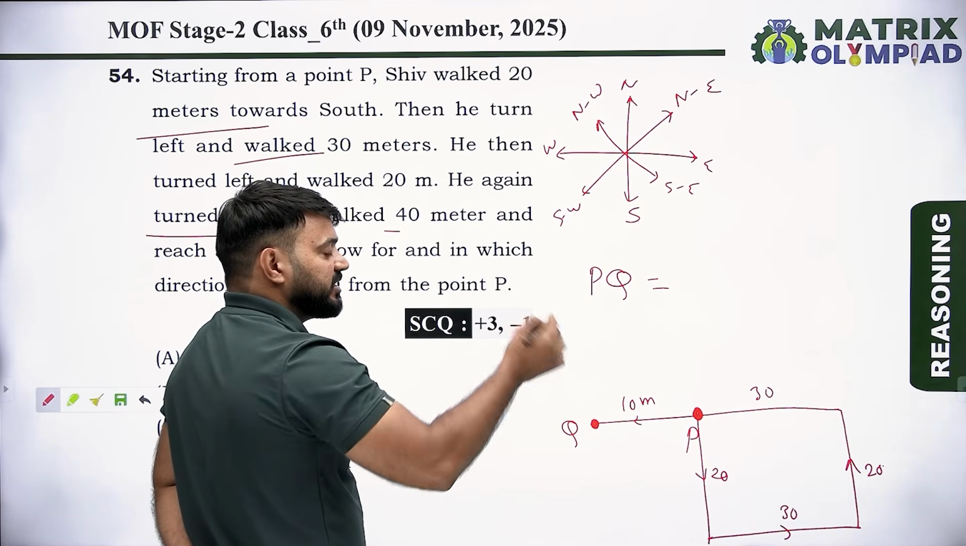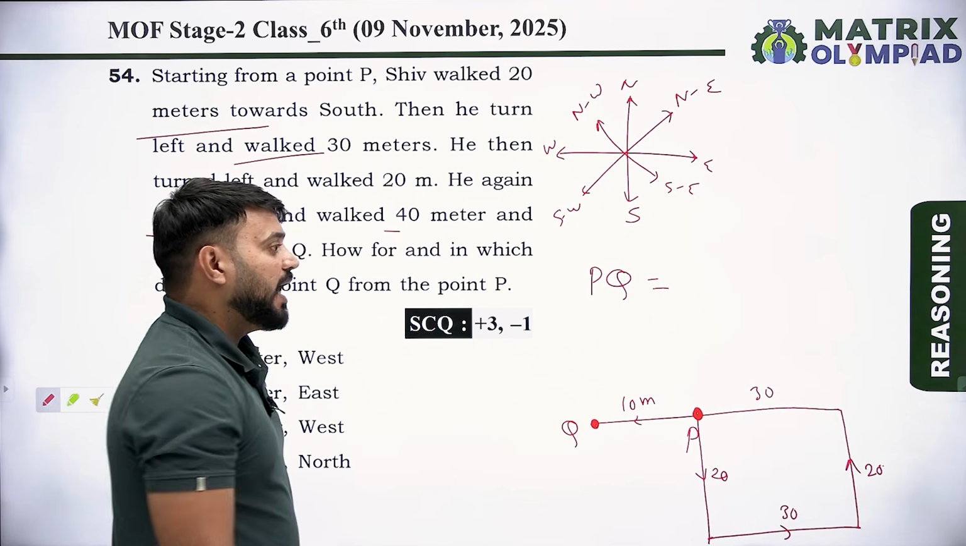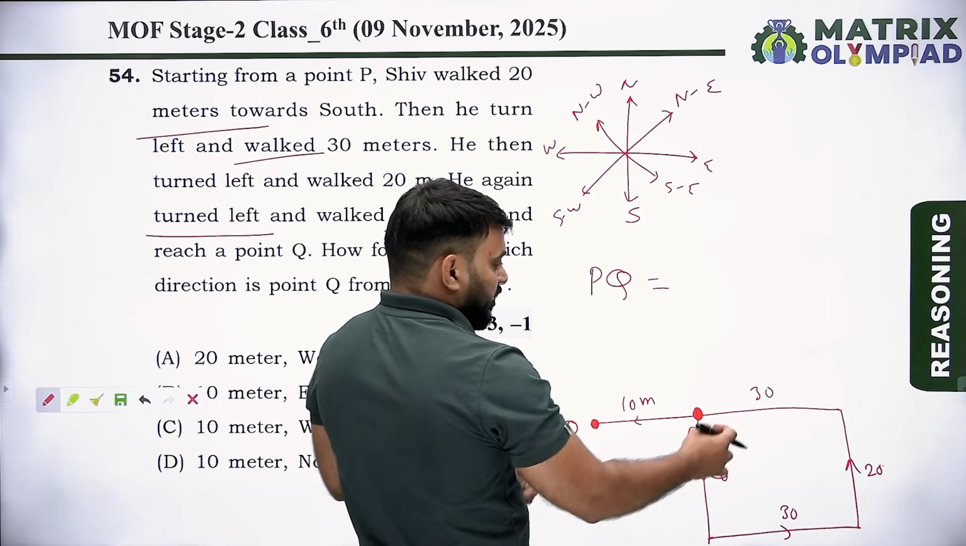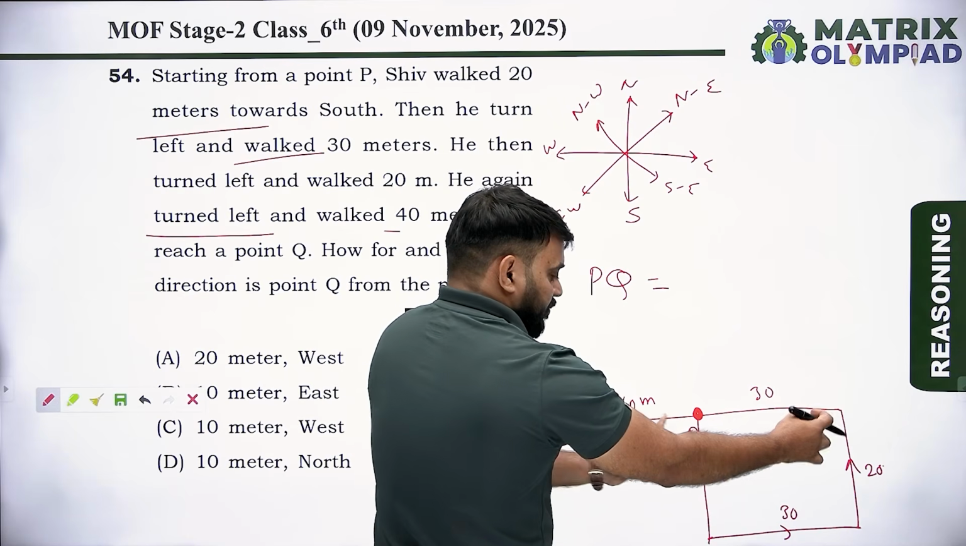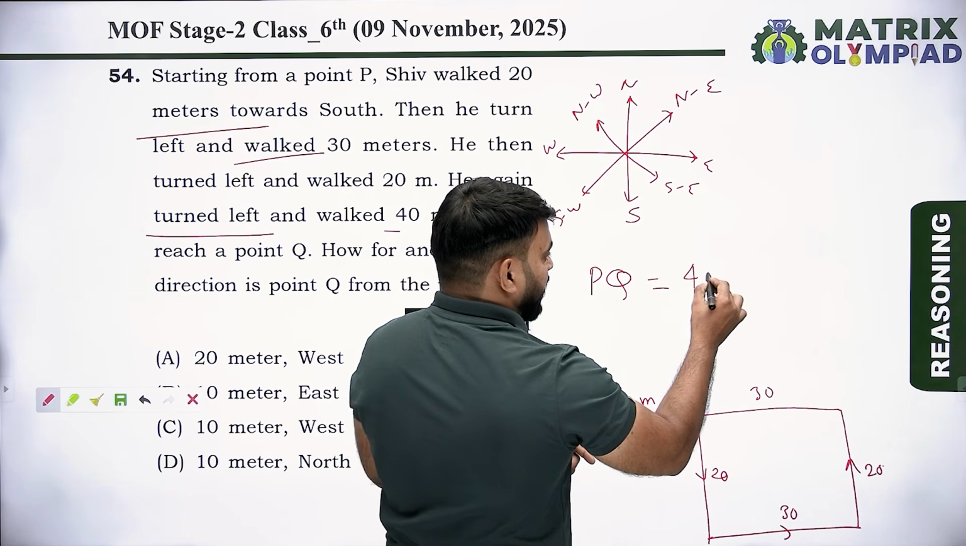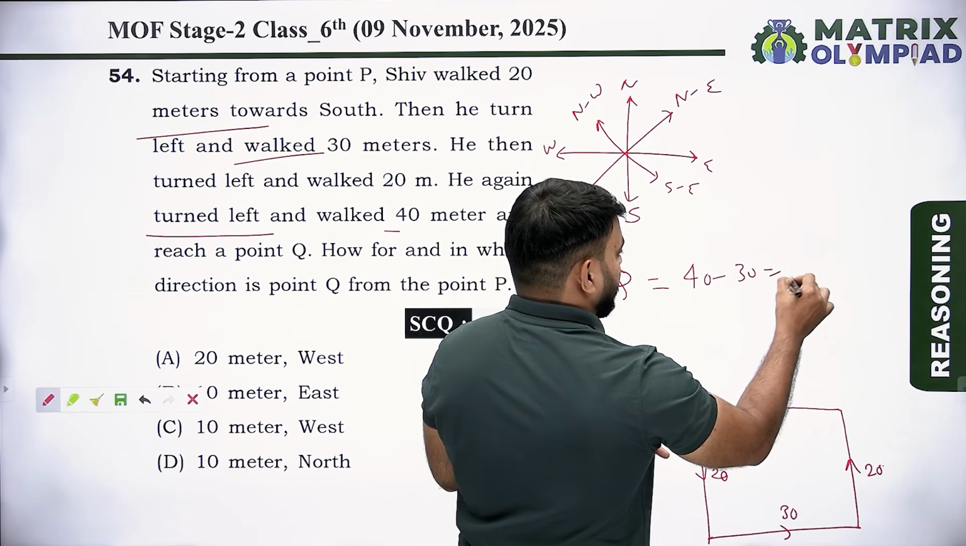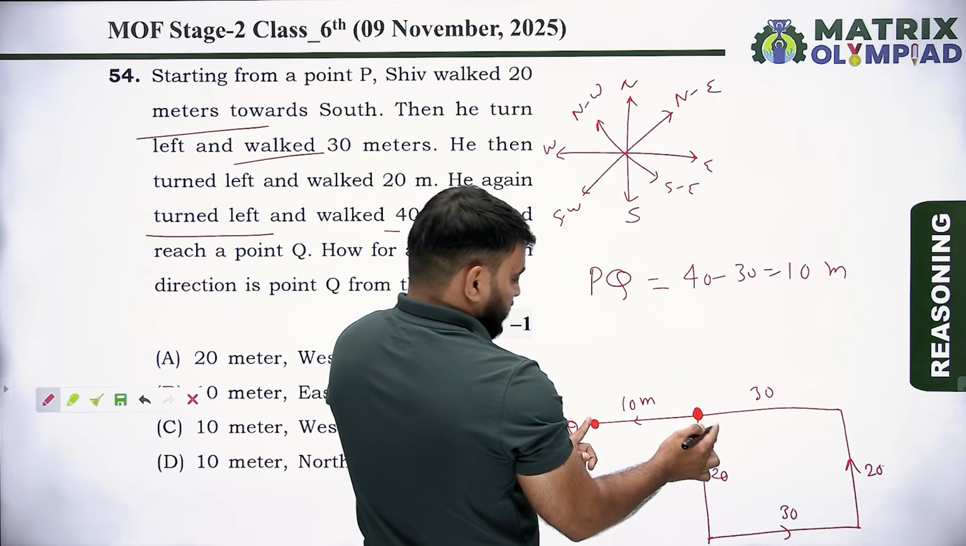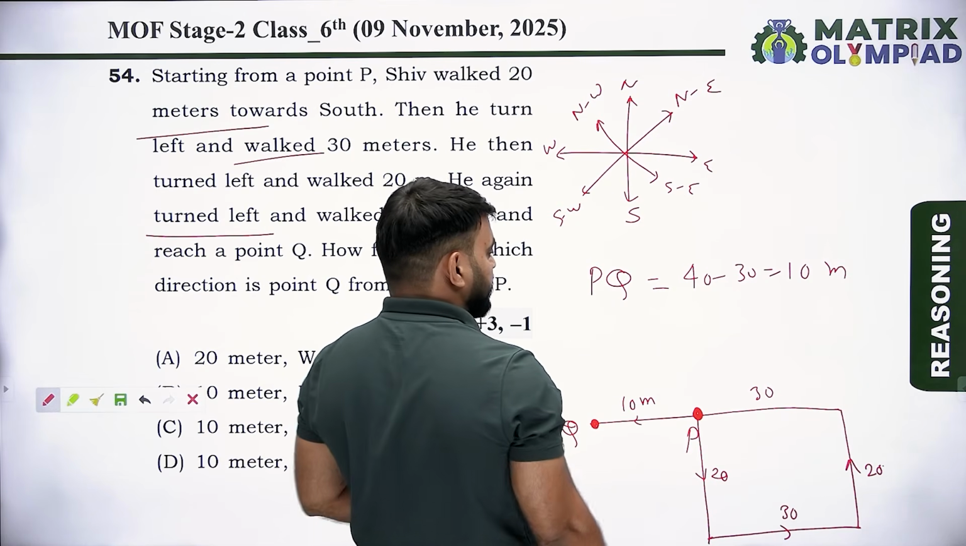So now find the distance between starting point and final point is equals to, total is 40 minus 30. 40 minus 30, it means 10. So 10 meter. So distance between P and Q is 10 meter.